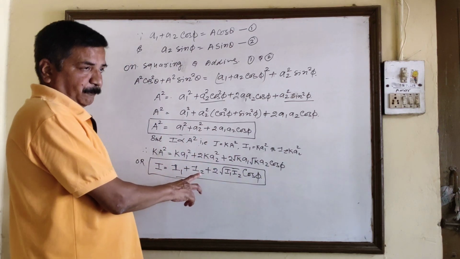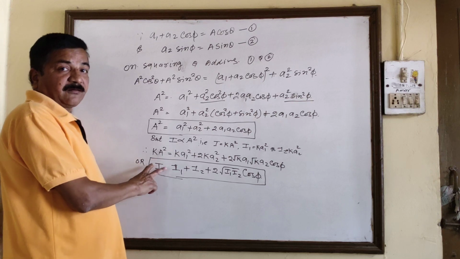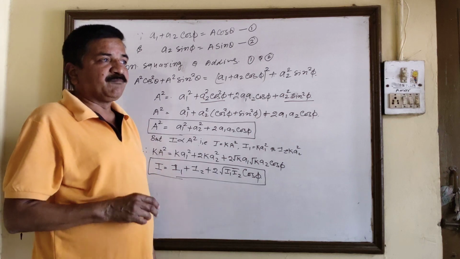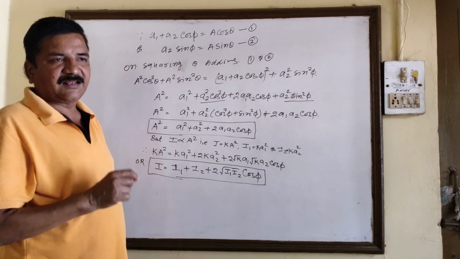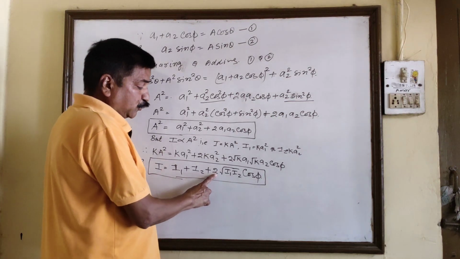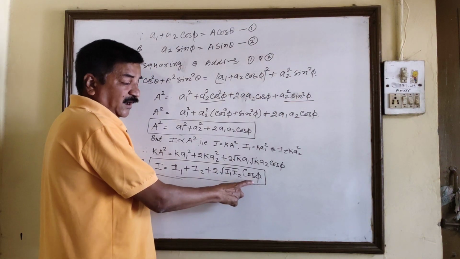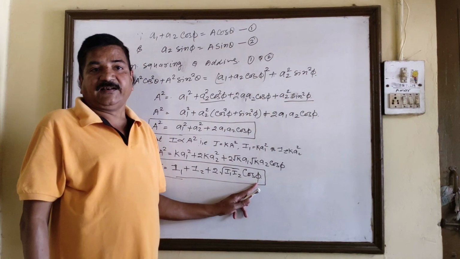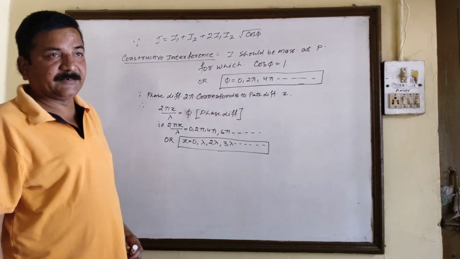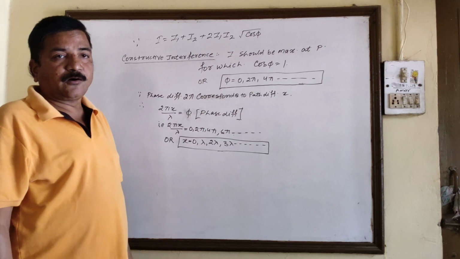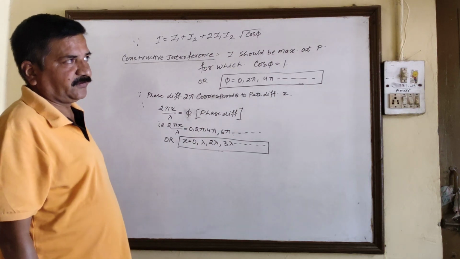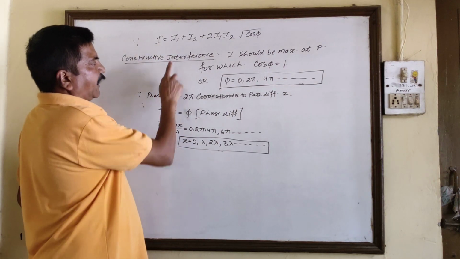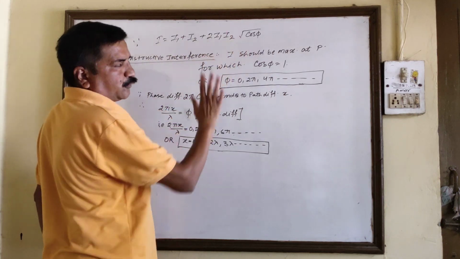Here I is the resultant intensity which is observed at point P. But I1 and I2 are the intensities of light produced by the individual sources of light, that is S1 and S2. While this term, 2 root of I1 I2 cos phi, is known as what? The interference term, where the phase difference is phi. So we find the resultant intensity due to the interference of two waves. The resultant intensity is given by I is equal to I1 plus I2 plus 2 root of I1 I2 cos phi.